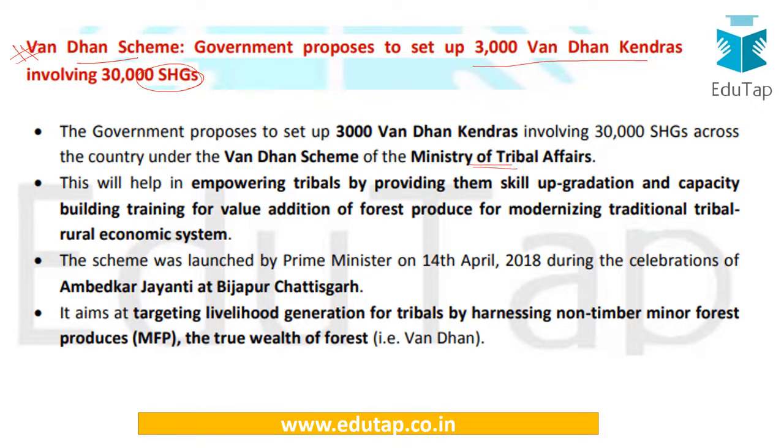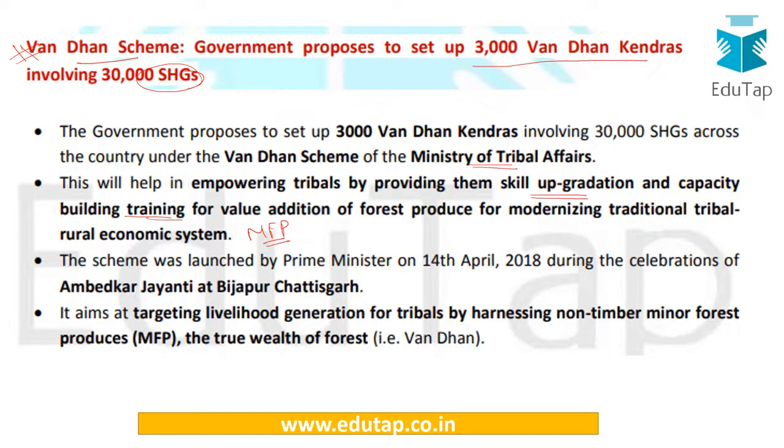It will help basically in empowering the tribals by providing them skill upgradation and capacity building for the value addition of the minor forest produce. So MFP is the important keyword here, that is, minor forest produce. Let me just tell you that non-timber minor forest produce are the little produces which are there in the forest, like it can be the fruits, raisins, apart from timber, whatever is obtained from there, even herbs can be there.